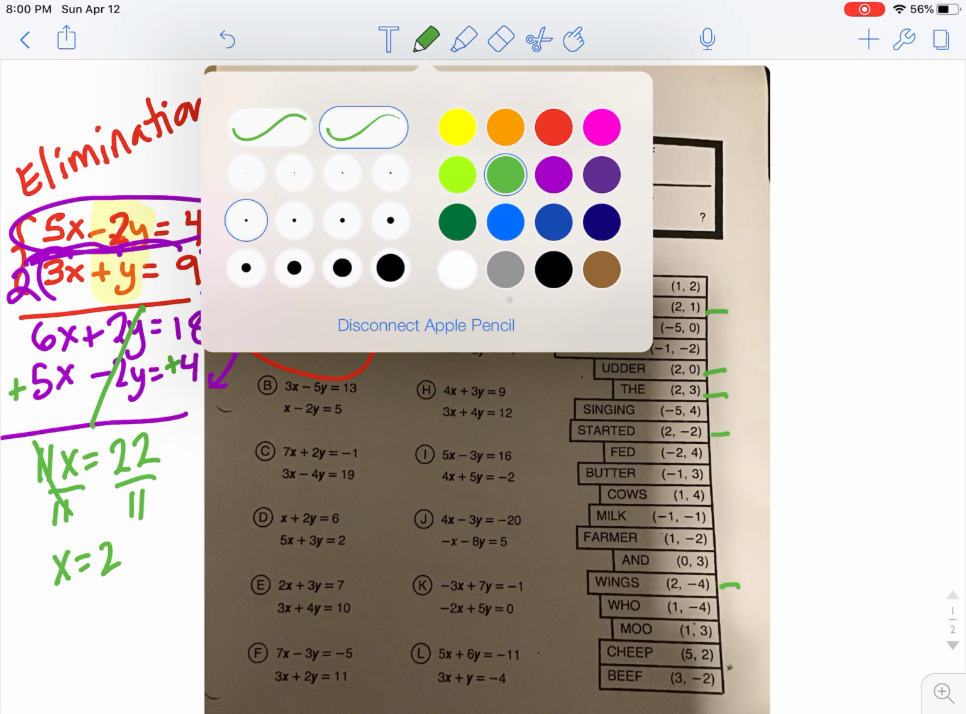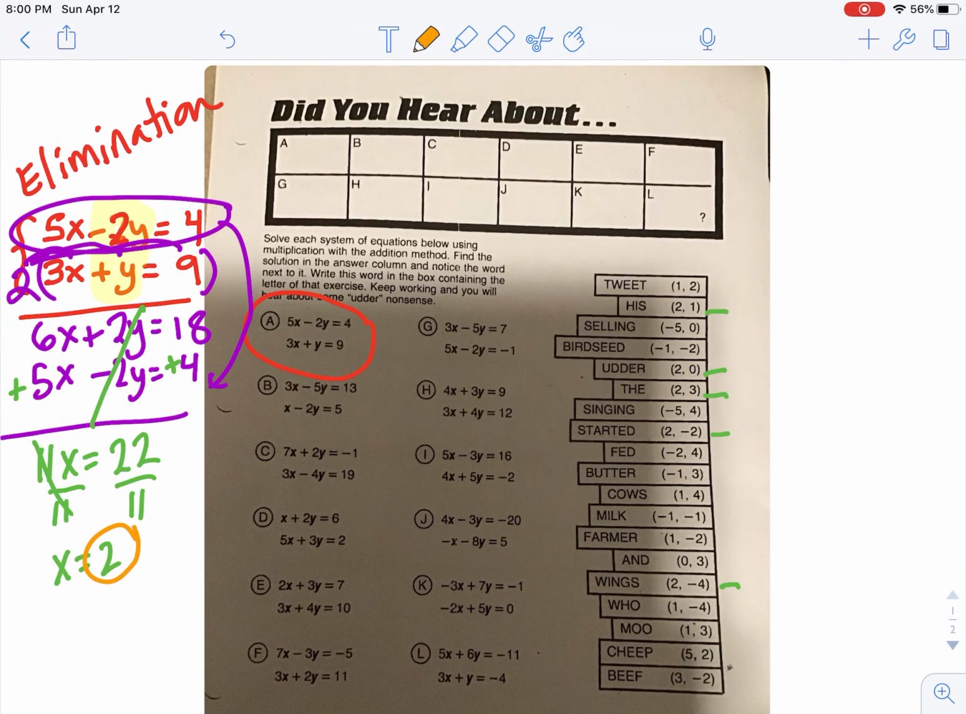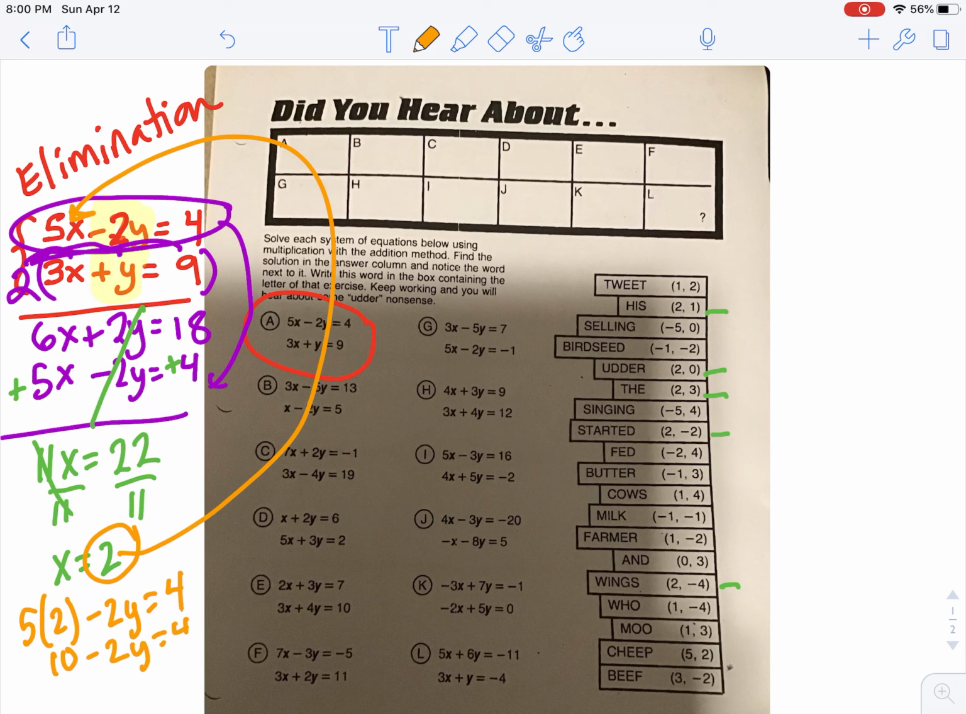So we know how to do our next step, right? In order to figure out y, we take x equals 2 and we can plug it back in to either equation. I'll plug it in up here. So I'll have 5 times 2 minus 2y equals 4. So that's 10 minus 2y. Keep going here. 4 minus 10 is negative 6. When I divide by negative 2, I get y equals 3. So my final answer was 2, 3, and hopefully that's one of these.